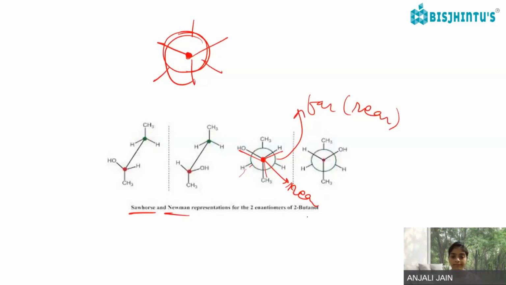If we look at the structure of 2-butanol, these are the sawhorse projection formulas in which hydrogen atoms are apart, and here the hydrogen atoms are going in different directions. So this can be a staggered conformation. This is the sawhorse, and these are the Newman projection formulas.